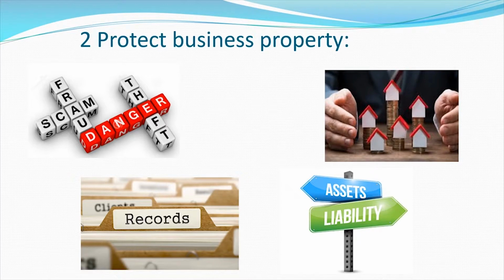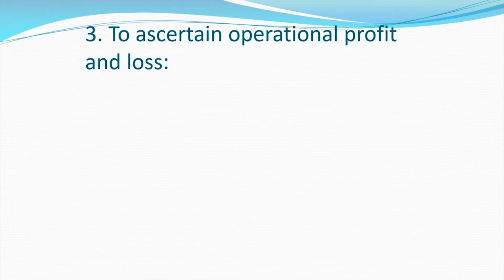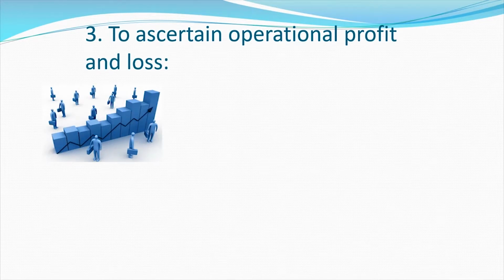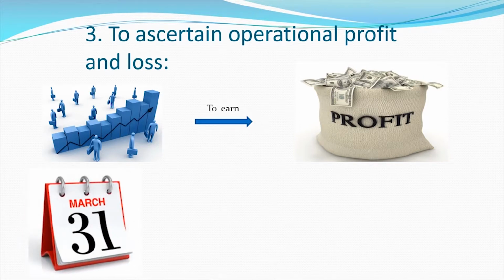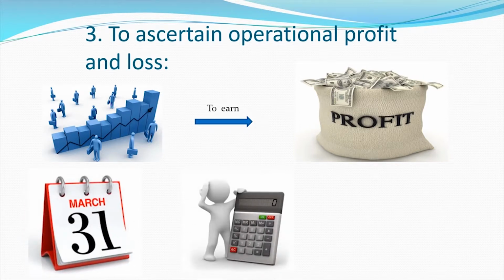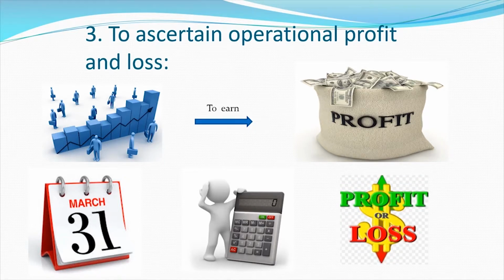The third objective is to ascertain the operational profit or loss. As we know, business operates to earn profits. These profits are calculated at the end of a certain accounting period. These calculations help to ascertain the operational profit or loss after a specific time period, say at the end of the year.